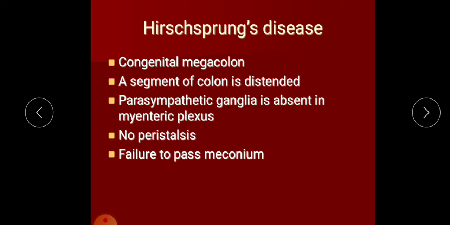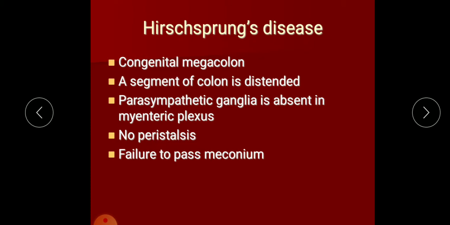When you think of applied anatomy, one thing in the hindgut that should come to your mind is congenital megacolon, otherwise termed Hirschsprung's disease. So what is it? You find the parasympathetic ganglia will be absent in a certain segment of the mesenteric plexus of the colon.